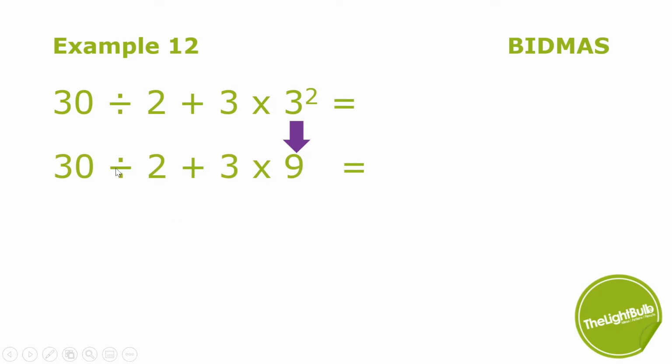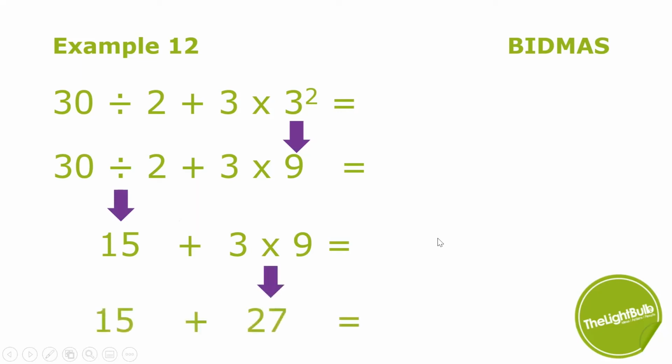We've now got 3 operations: divide, add, multiply. Divide is next. 3 divided by 2 is 1.5. We've got add and multiply. Multiply is the next one in sequence. So 3 times 9 is 27. 1.5 plus 27 gives us 28.5. Okay, so look at our next example. Example 13. 10 seconds starts now.